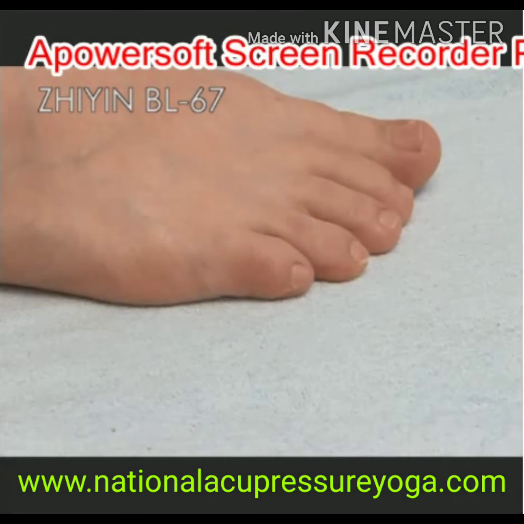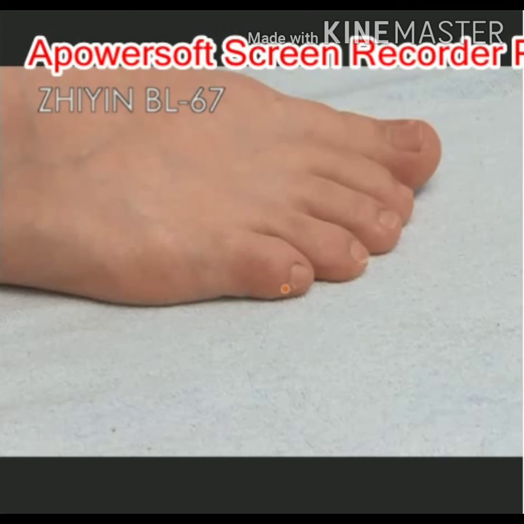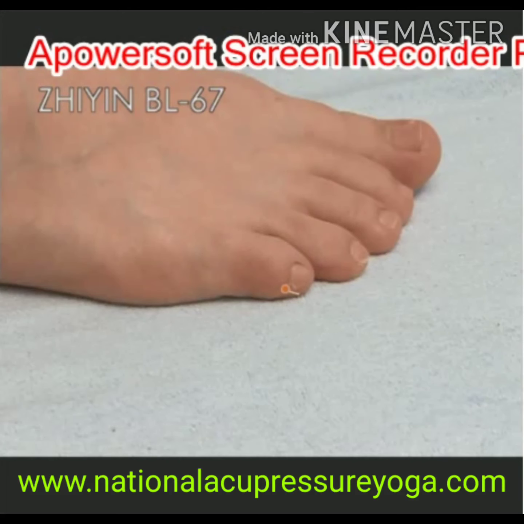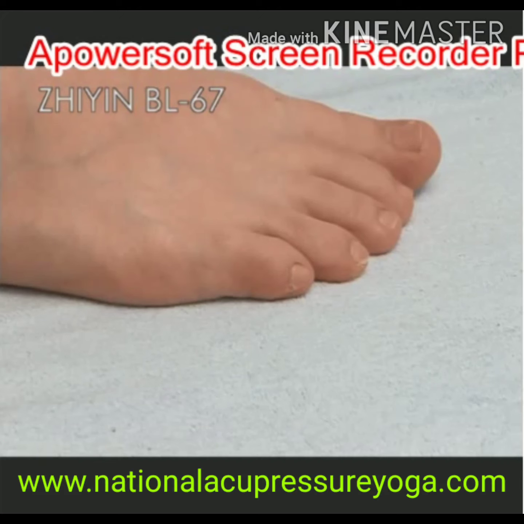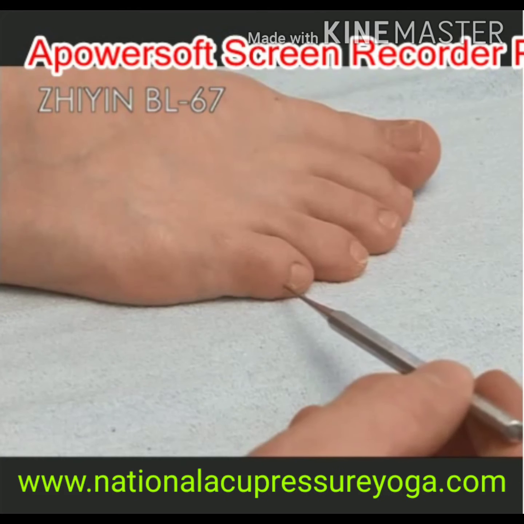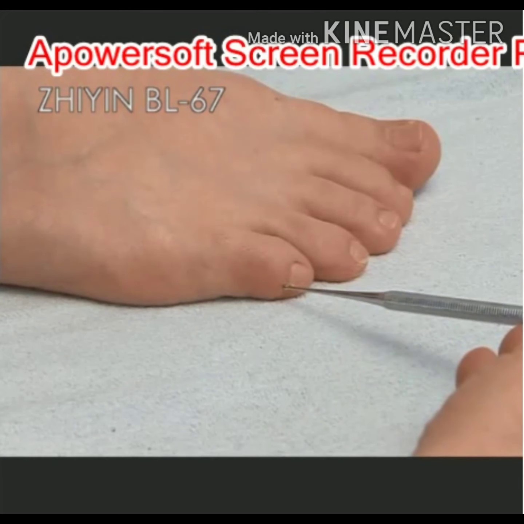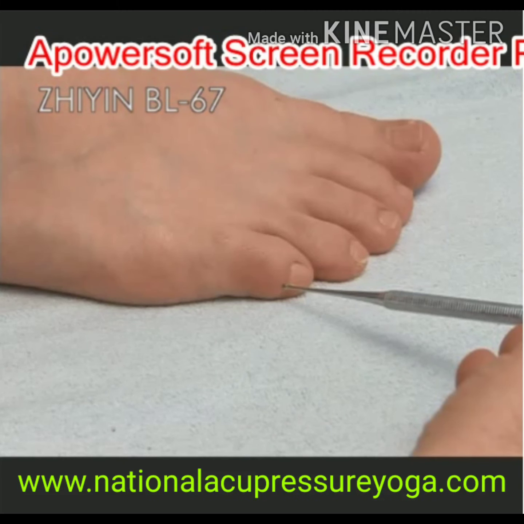Zhiyin, Bladder 67, is located on the dorsal aspect of the little toe at the junction of lines drawn along the lateral border of the nail and the base of the nail, approximately 0.1 cun from the corner of the nail. Perpendicular or oblique insertion directed proximally, 0.1 to 0.2 cun, or prick to bleed.